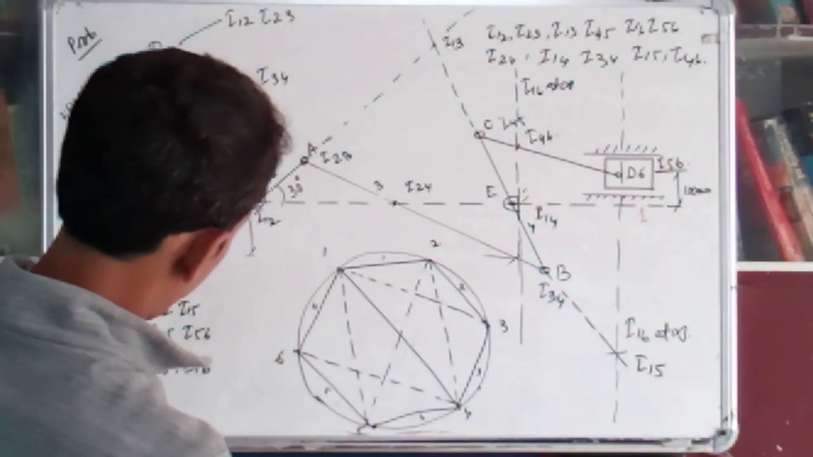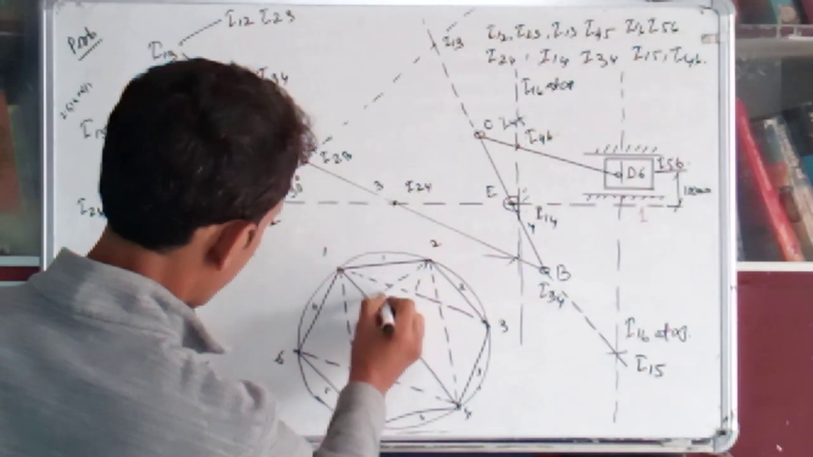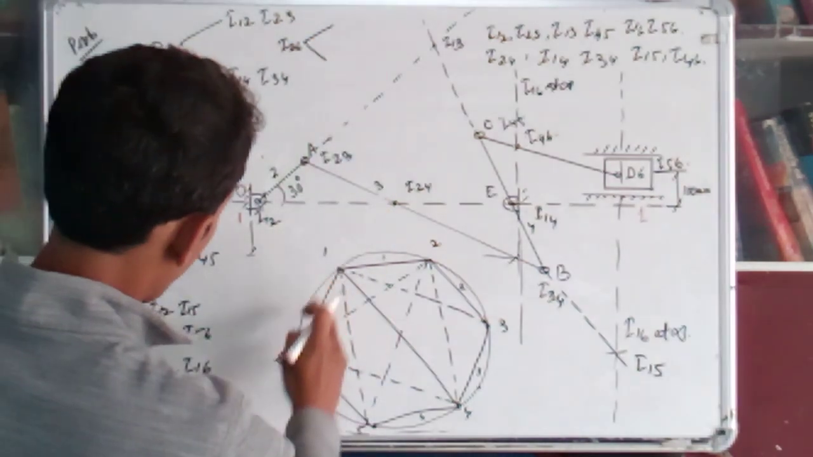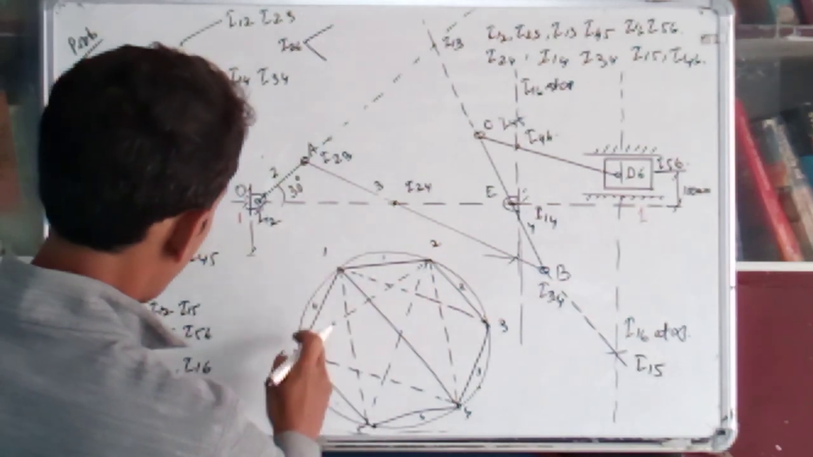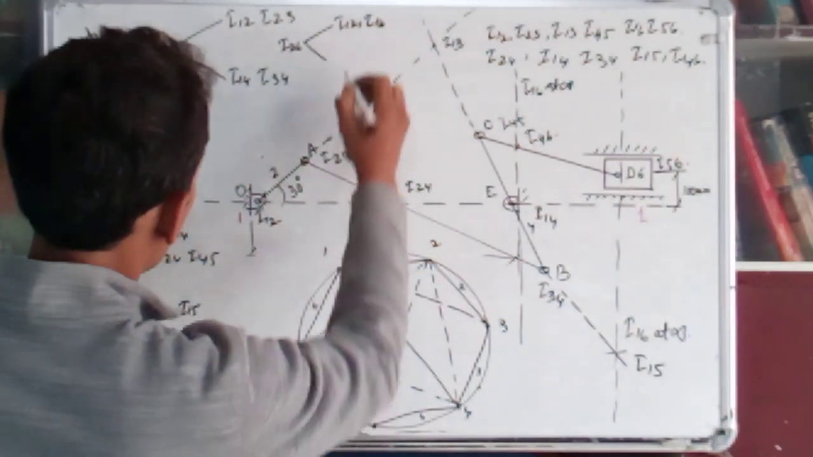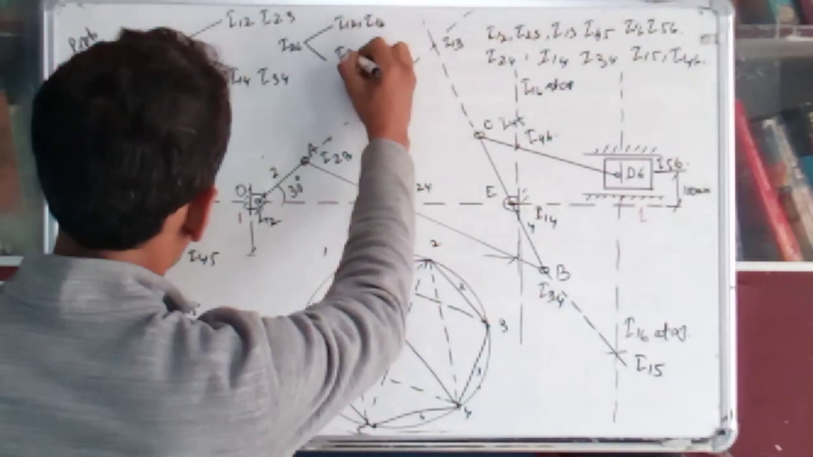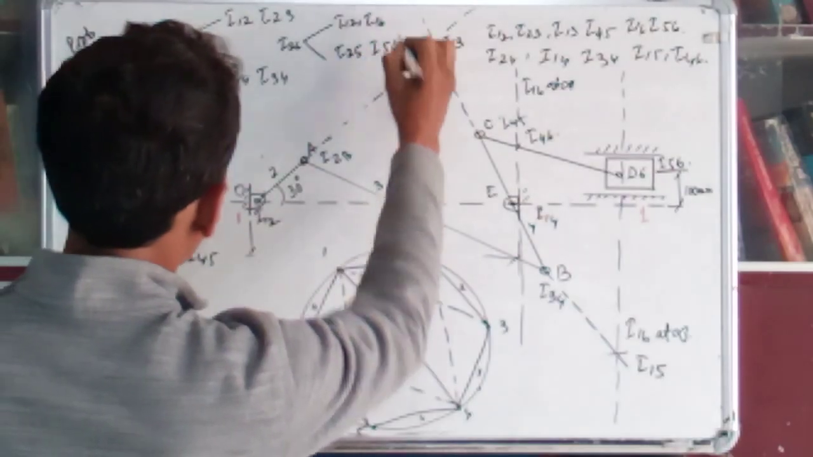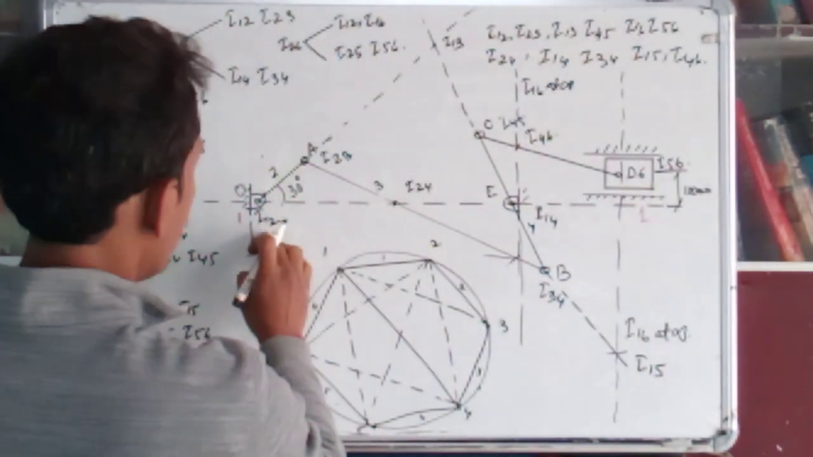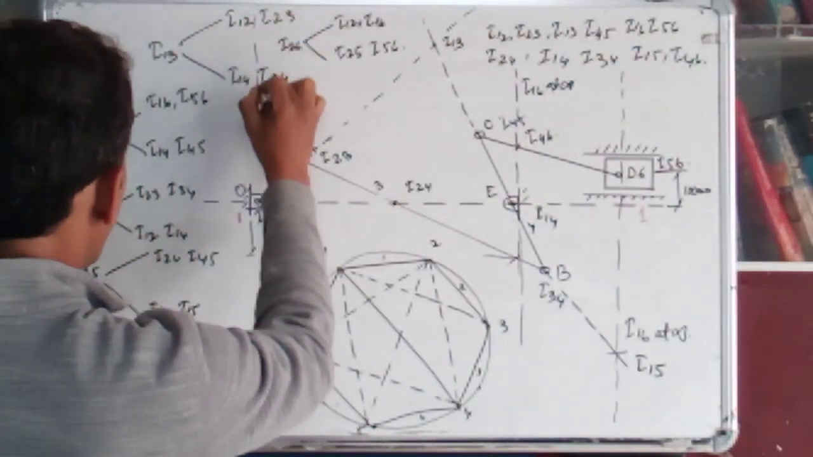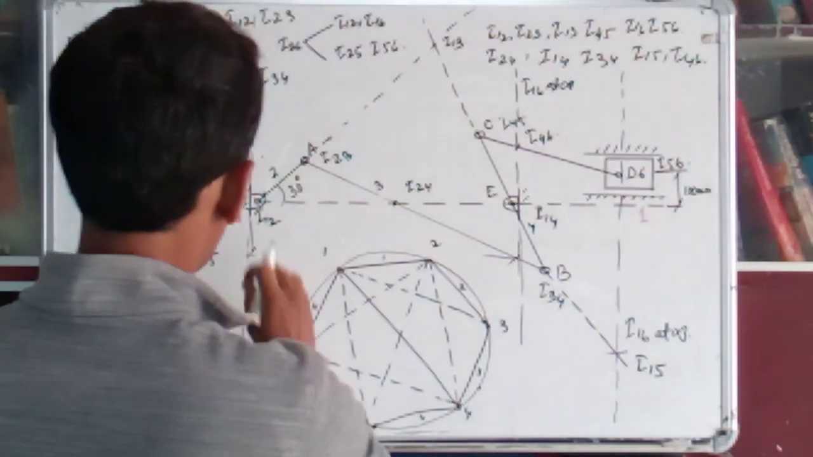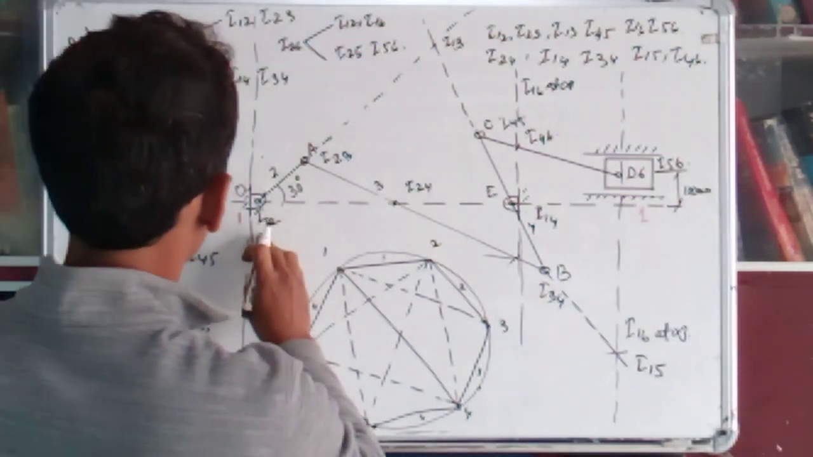Then suppose I26. If you see, I26 is in between I12, I16, and I16, I25, I56. Okay, so I16 here and I12 here. So you take this line parallel to this line. That is also I16 at infinity. So I16 and I12. Then I25.